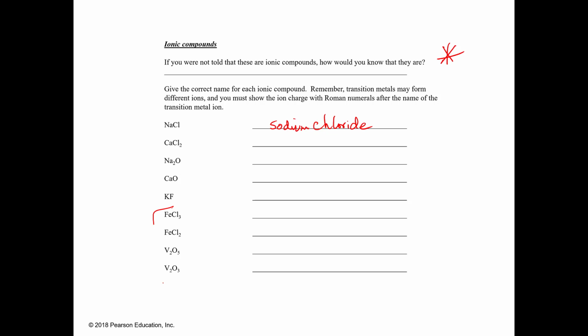When you get down here, a clue that these might need the Roman numeral is you have more than one of them, okay? So you have an iron. Now you've got to know what the charge is on the iron. You got one iron, so 1x equals 3, x equals 3. So you got iron(III) chloride. And then for this one, you've got iron(II) chloride. Okay, so make sure you look so that you can figure out how you're naming those. And you can go back and look at the other video if you need to, because I've been preparing you for this.